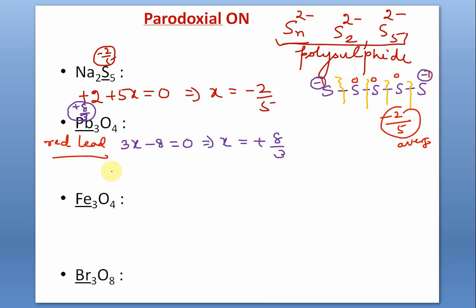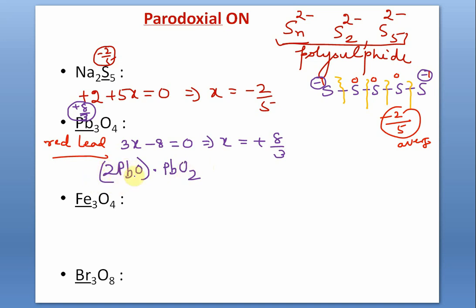This red lead is nothing but 2 lead 2 oxide and 1 lead 4 oxide. This is a double compound. 2 PbO, there are two molecules, in the ratio 2:1, lead 2 oxide and lead 4 oxide. Plumbous oxide and plumbic oxide are there in the ratio 2:1. So if you just add, you will find it is Pb3O4.